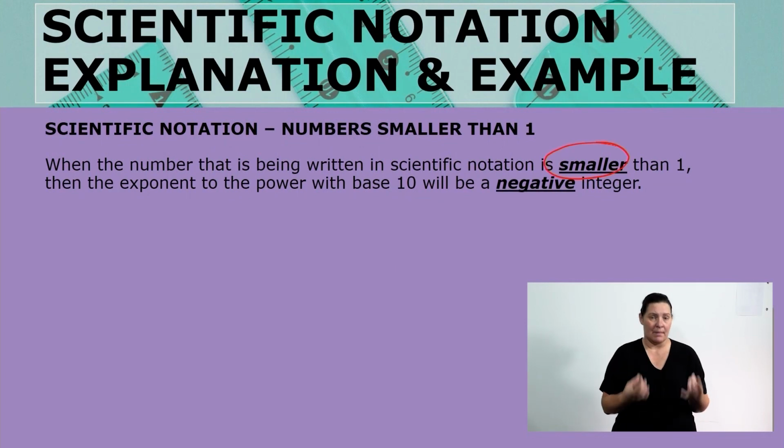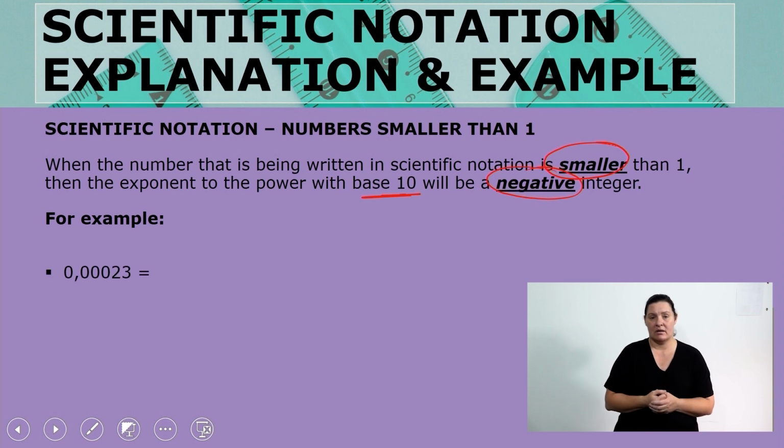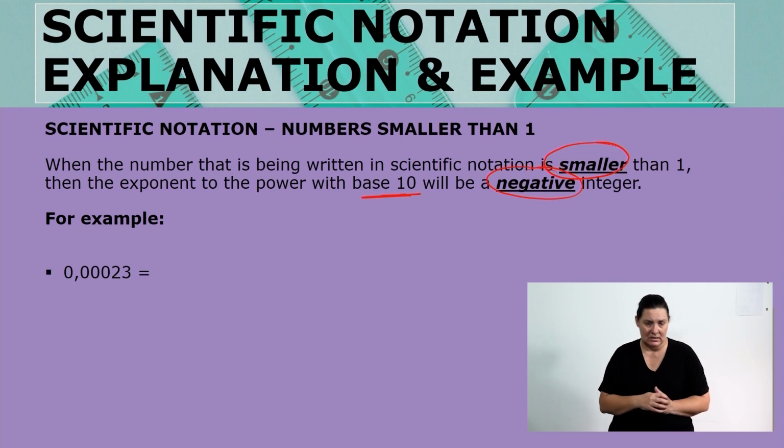Our next example is when we are dealing with smaller numbers. And when we are dealing with smaller numbers, that means that our exponent to the base 10 is going to be negative. For example, if I have 0.00023, how am I going to present that in scientific notation? We are going to look at the first number that is not a 0, and we need to shift it to the ones position.